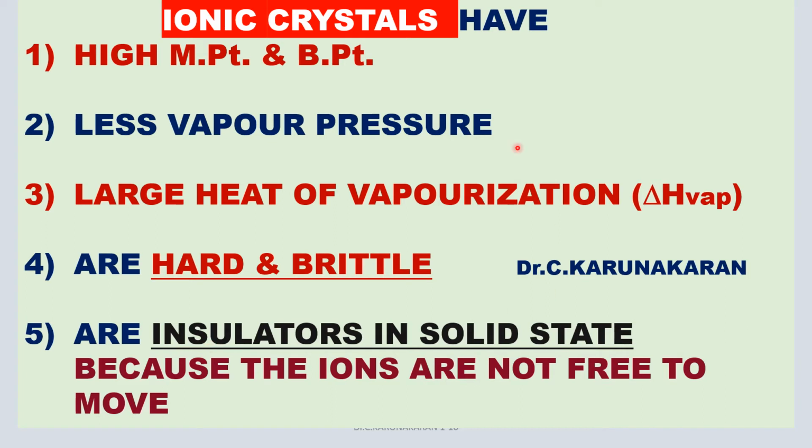Ionic crystals are insulators in the solid state because the ions are fixed and not mobile. Ions are the carriers of electricity, and in the solid state they are not free to move. There are no free ions to move. Therefore, ionic crystals are insulators in the solid state.